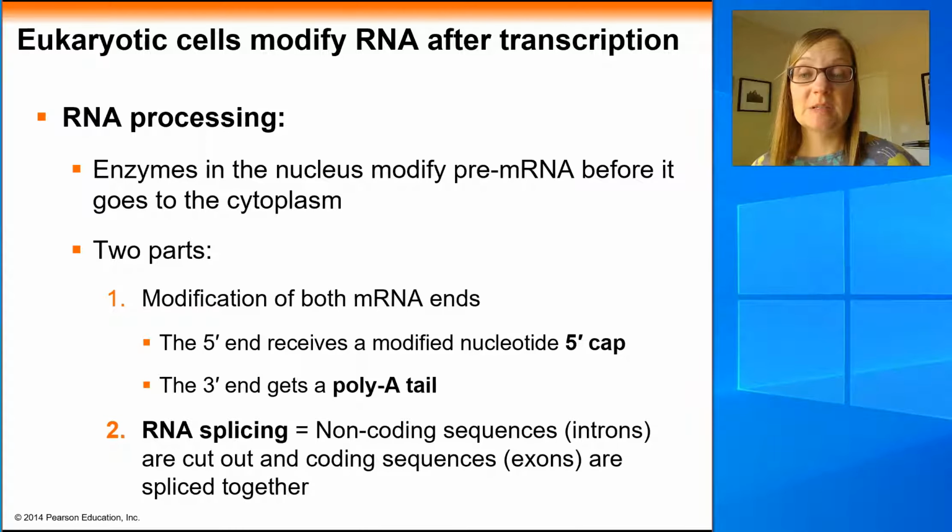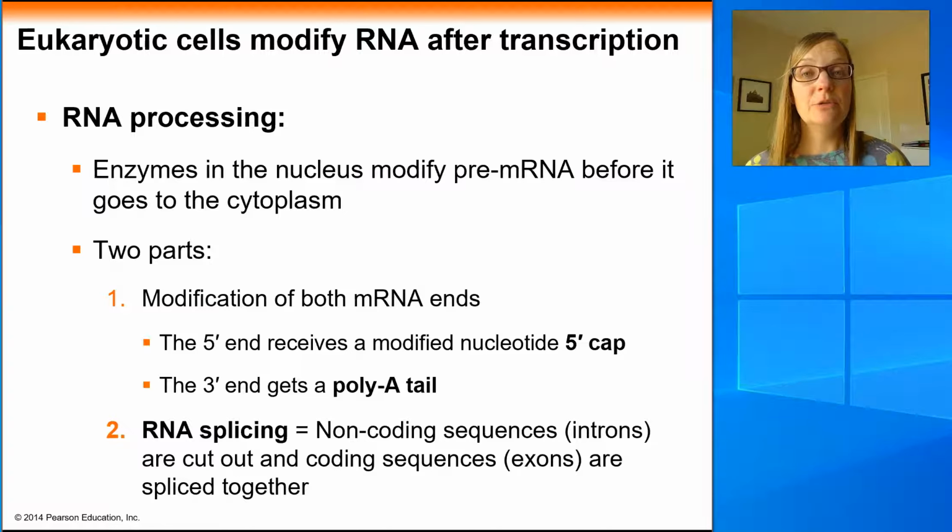This RNA processing comes in two parts, and we'll talk about both of them in more detail in the next few slides. Part 1 is modification of both ends of the mRNA. The 5' end is going to receive what is called a 5' cap, and then the 3' end, where the polyadenylation signal sequence was, gets more adenines added to it. It's called the poly A tail. And then number 2, the RNA is going to have to go through a process called RNA splicing.